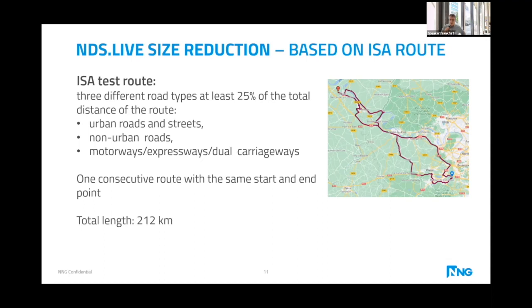This is a reference route. It's an ISA reference route. Based on the specification, the length of the route is just half, because we use it for simulating the route with the driven speed. So this is one consecutive route where the start and the end point is the same, and it goes through urban streets, urban main roads, urban streets, rural roads, and also motorways, expressways, in a ratio that is defined by the ISA regulation.